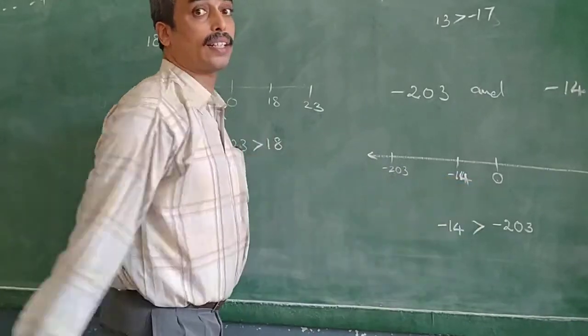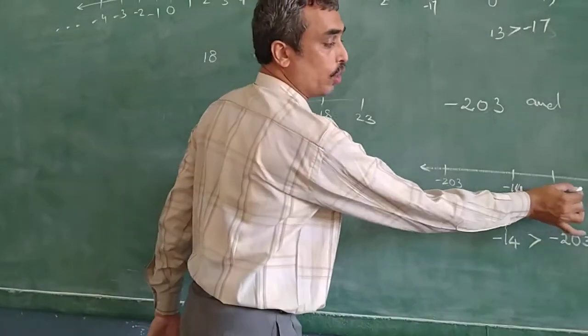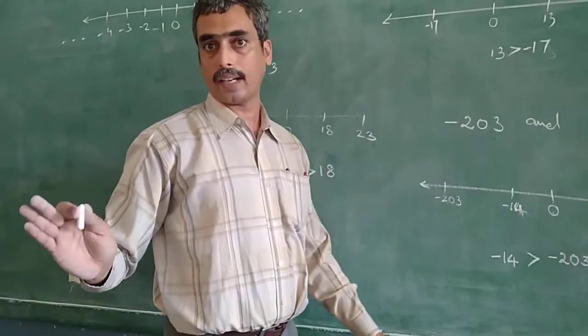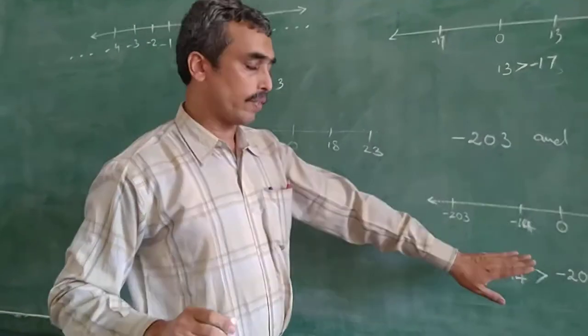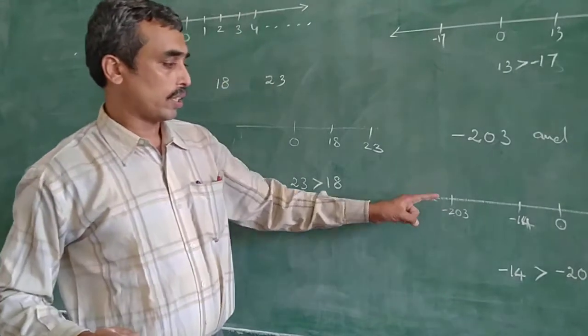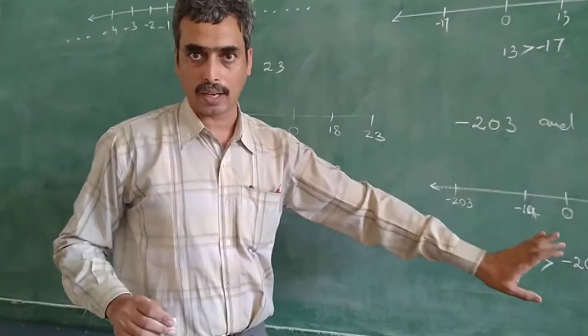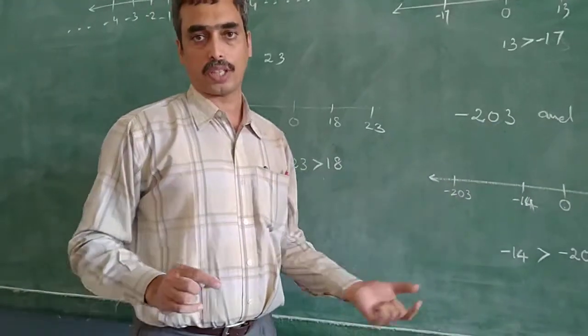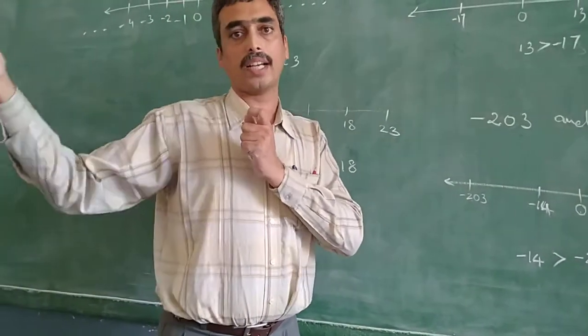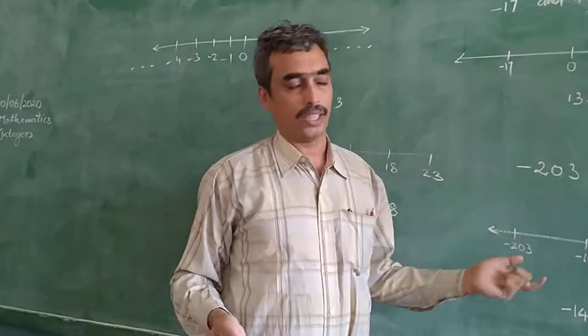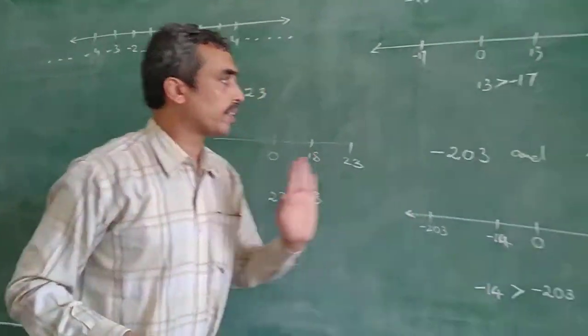0 is always greater than any negative integer and 0 is always less than any positive integer. So 0 is neither negative nor positive. In this way you can compare the integers. By imagining you are placing the numbers on the number line and by observing their positions, the number which is on the right side has greater value than the number which is on the left side. So this is the placement of the numbers.